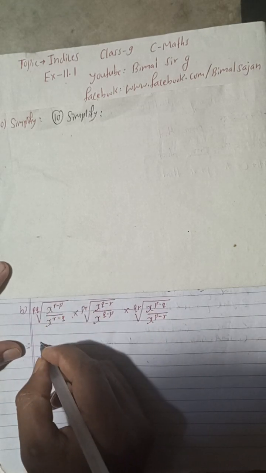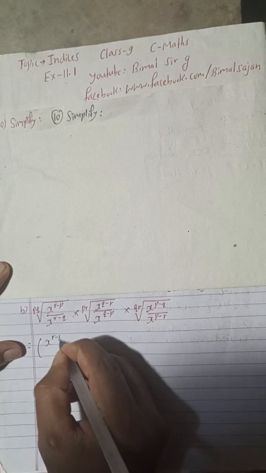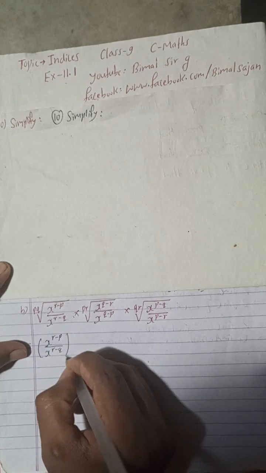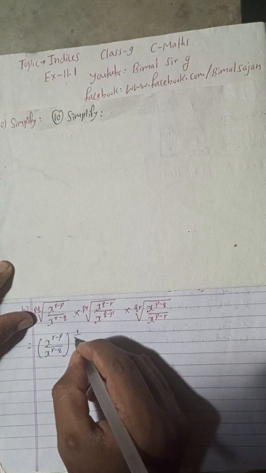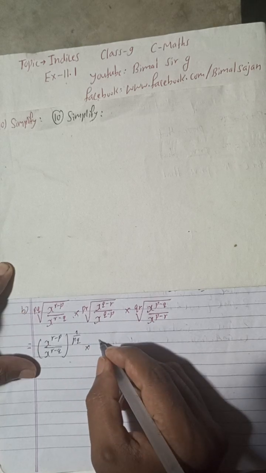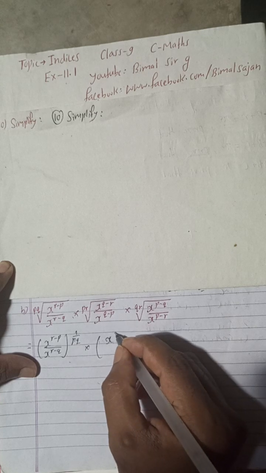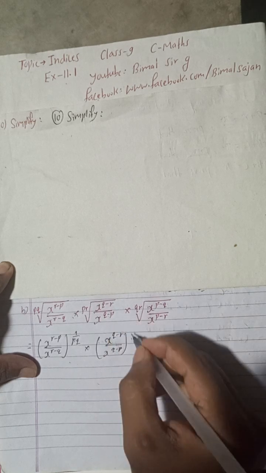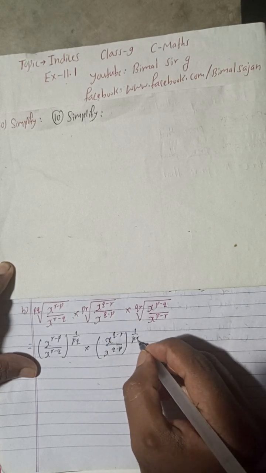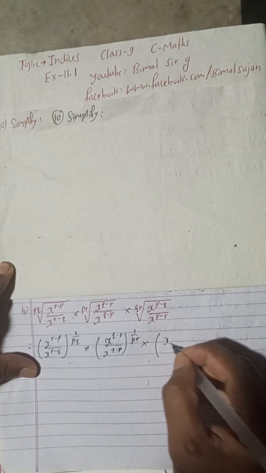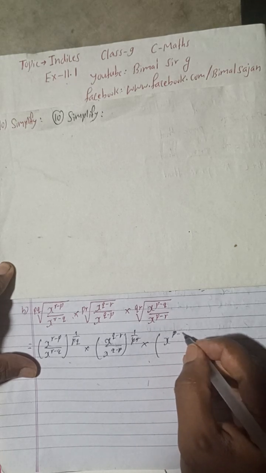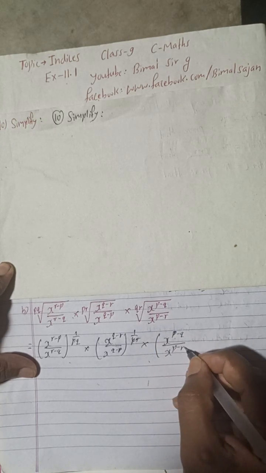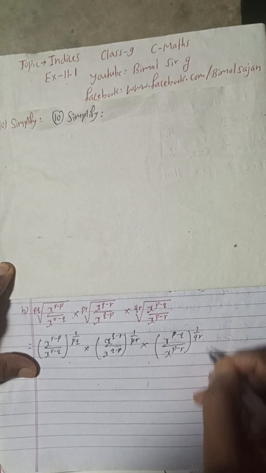So here we can write x to the power r minus p by x to the power r minus q, and the PQ root can be written as 1 by pq. In the same way, x to the power q minus r by x to the power q minus p, to the power 1 by pr, into x to the power p minus q by x to the power p minus r, to the power 1 by qr.